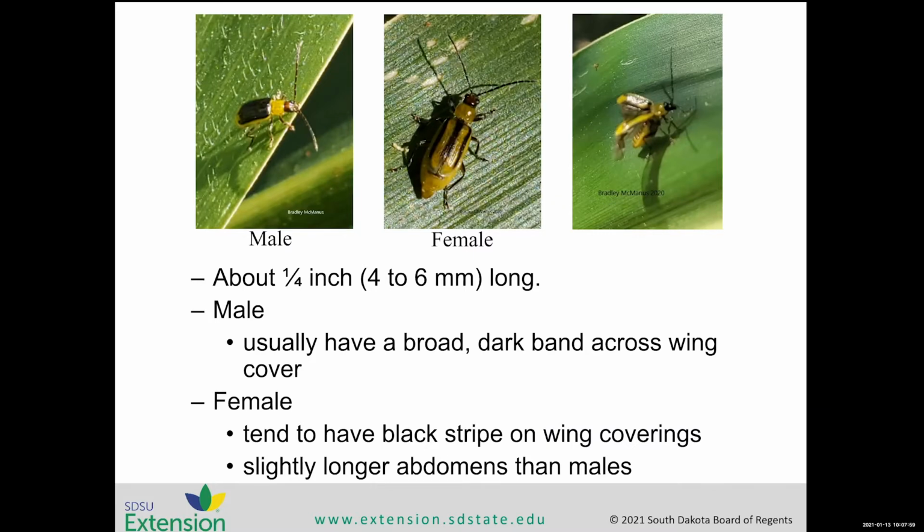The female, and these are the ones you probably see the most out in the field, tend to have a black stripe on the wing coverings, as seen in that middle picture, and they have slightly longer abdomens than the male. It doesn't matter if you see males or females, it's the larva that causes damage, but if they look different and they confuse you, they are the same species.